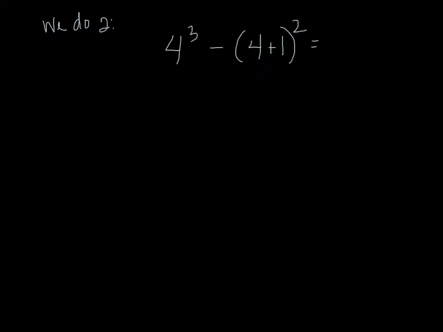Okay, this is we do number 2. And go ahead and write this out as 4 to the third minus parenthesis 4 plus 1 parenthesis to the second. And I'll show you how to handle that if it's outside the parenthesis. And the first thing I'm going to tell you to do is write your checklist.